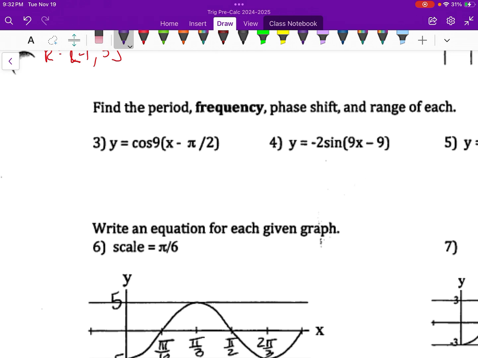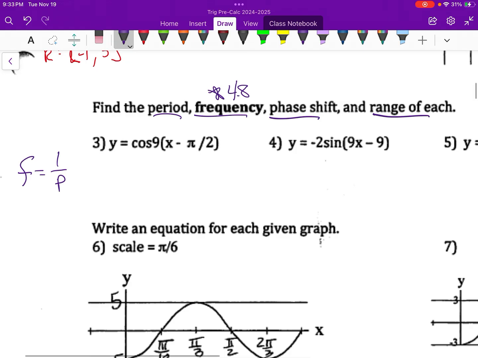Okay, next part down, number 3. So the upper part was really about studying your graphs. Make sure you understand what's going on there. Period, frequency, phase shift, range. Make sure you know how to find all these individual pieces. Frequency was one that was talked about in 4.8, and that was the day that I was gone, so I hope you caught that off of the actual video. To find the frequency, you take the period and put it on the bottom of 1 divided by the period. So keep that in mind if you're looking for those kind of questions from 4.8.